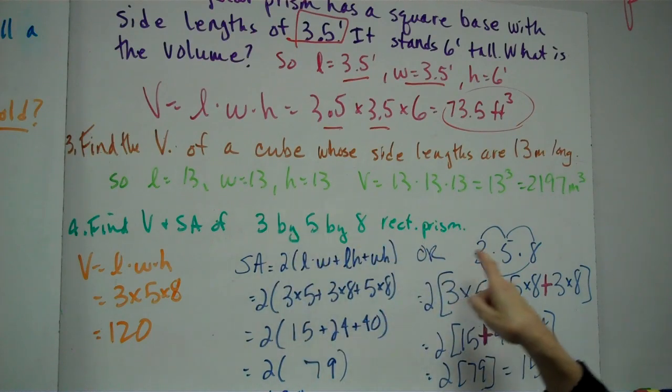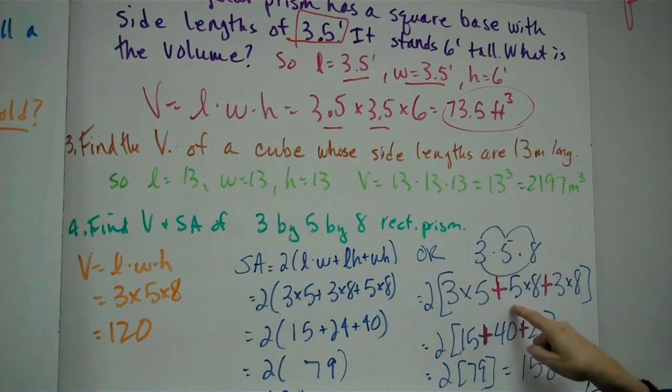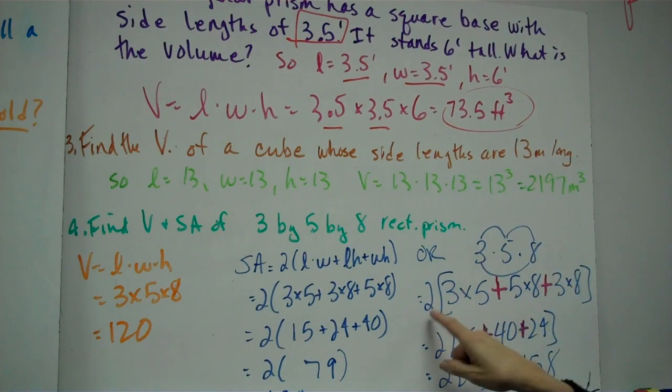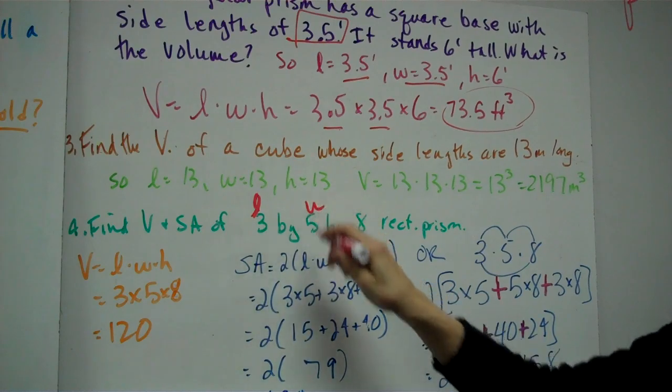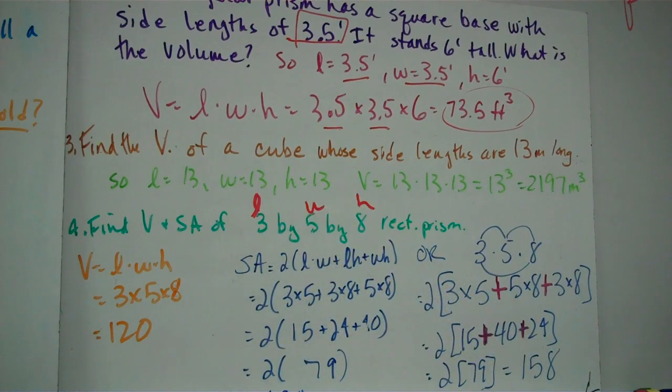So you can do the smiley face: 3 times 5 plus 5 times 8 plus 3 times 8, and multiply it by 2. Or you can fill in the numbers here. You can say this was your length and this was your width and this was your height and just fill it in like that. Okay, we'll talk about more and do lots of problems later.